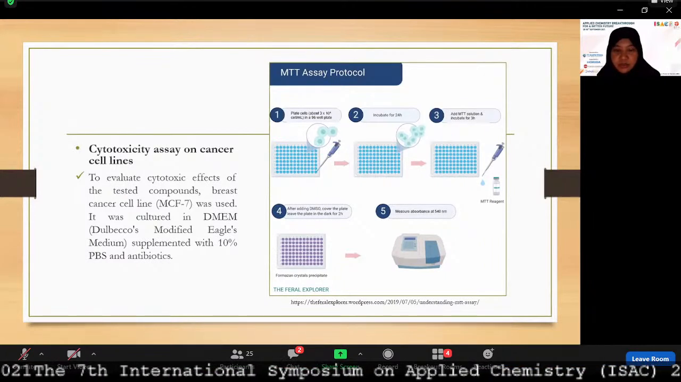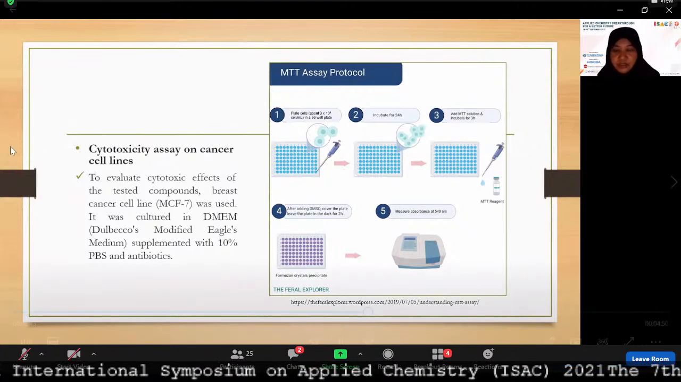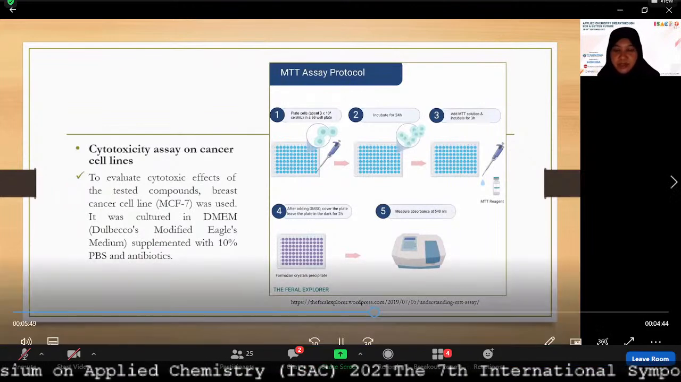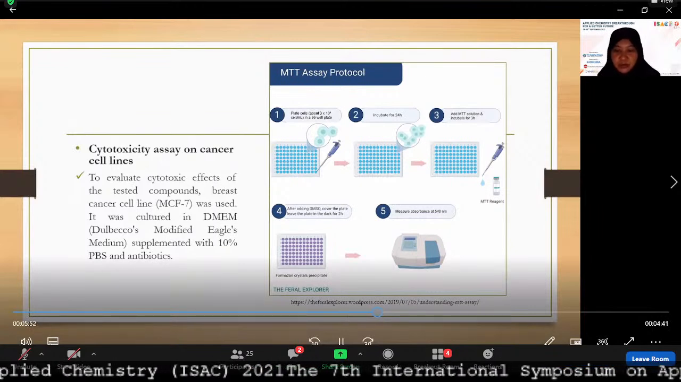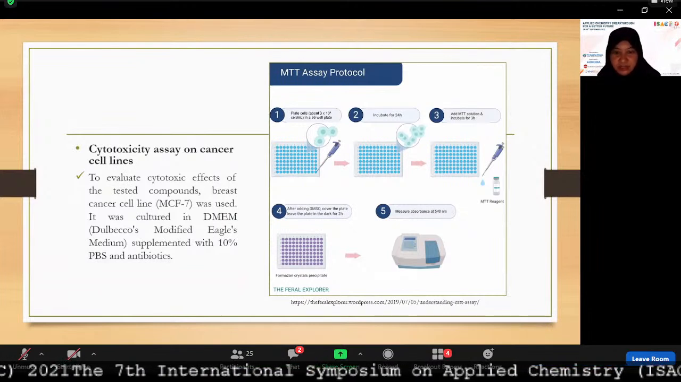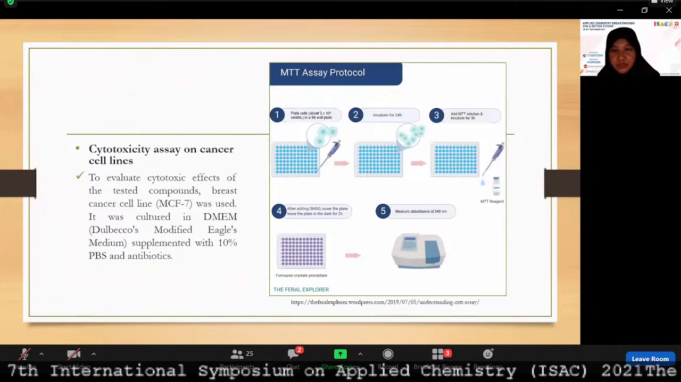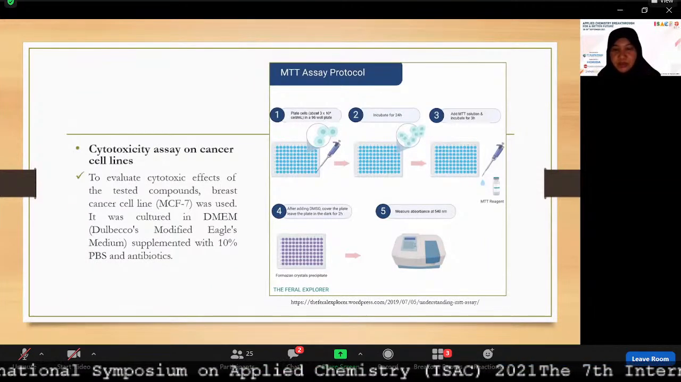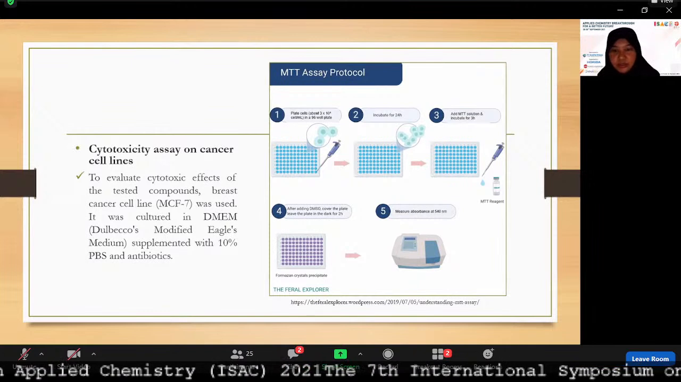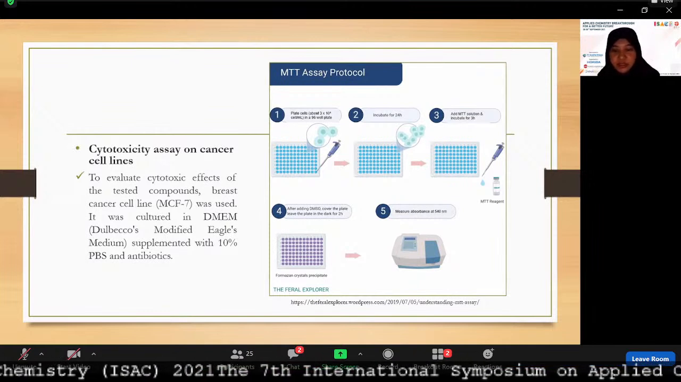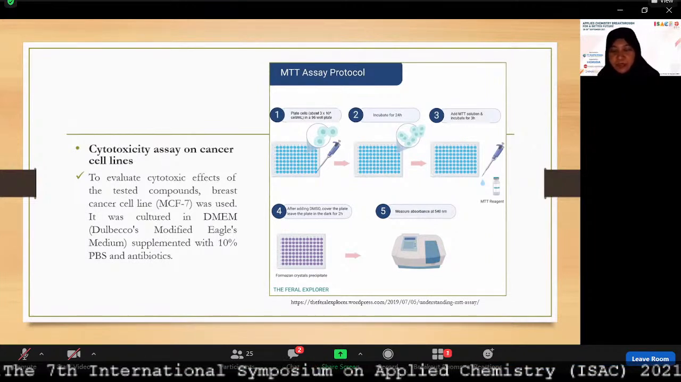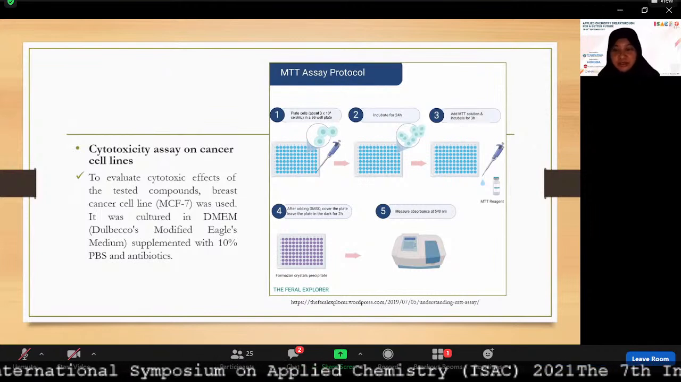After 24 hours of incubation for cell attachment and growth, varying concentrations of test samples were added, and the cells were incubated for another 24 hours. The formazan crystal was then solubilized by adding 100 microliters DMSO per well. And then the absorbance of the converted dye was measured at a wavelength of 540 nanometers by ELISA reader.